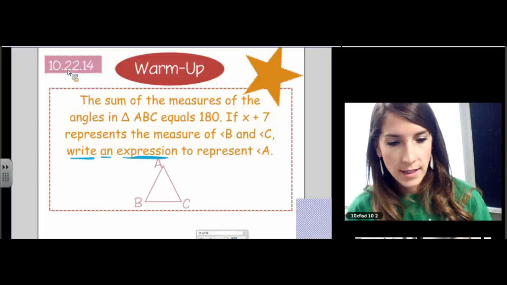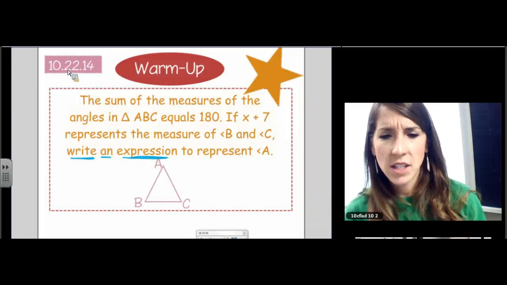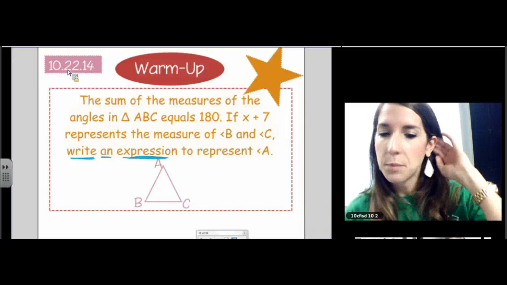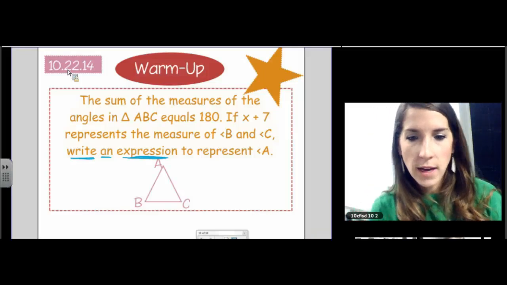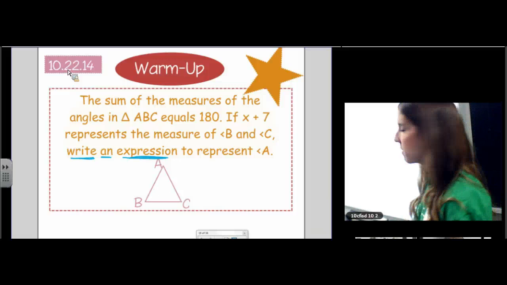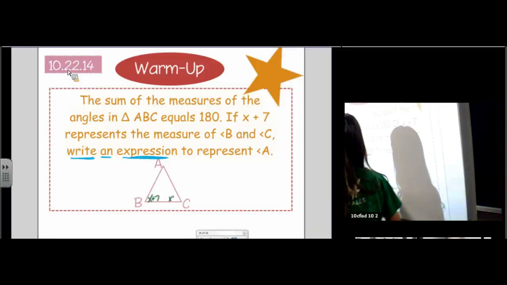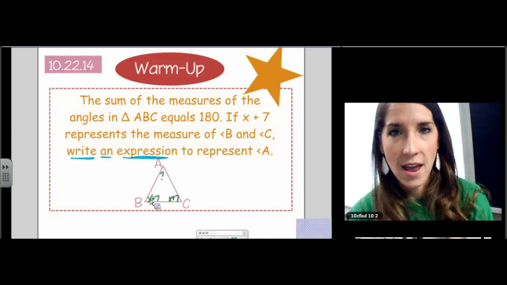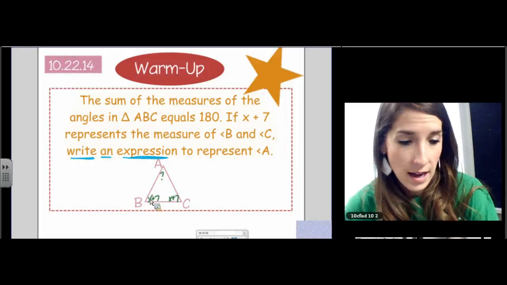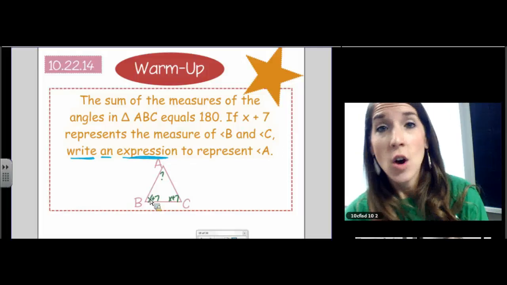So here was the warm-up from today. This one was kind of weird. It didn't ask you to solve for x. It said write an expression to represent angle A. So if we know that x plus 7 is the measure of B and C, so this is x plus 7, this is x plus 7, and we need to represent angle A, then we would just write an expression. So we're not solving for A. In fact, we can't solve for A.